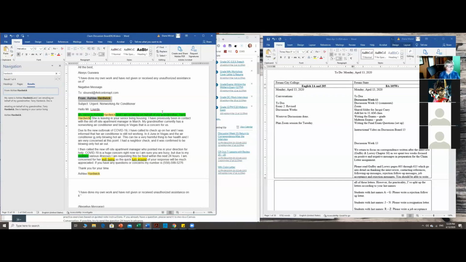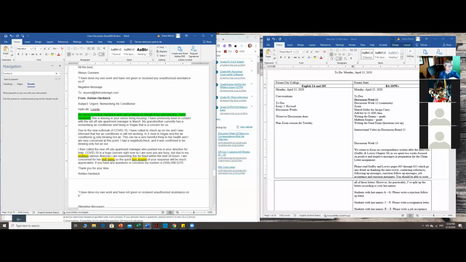I don't know why I highlighted it yellow. The only other thing here that I have made the recommendation to do is, when you are drafting out any kind of correspondence, do it in a Word file with Grammarly. And then after you've drafted it out, you proofread it.